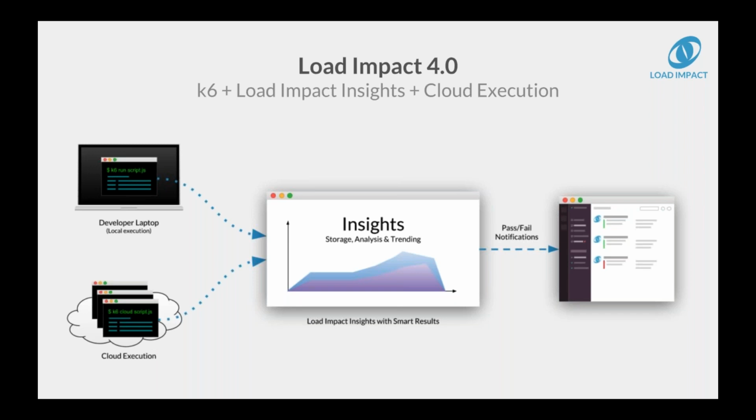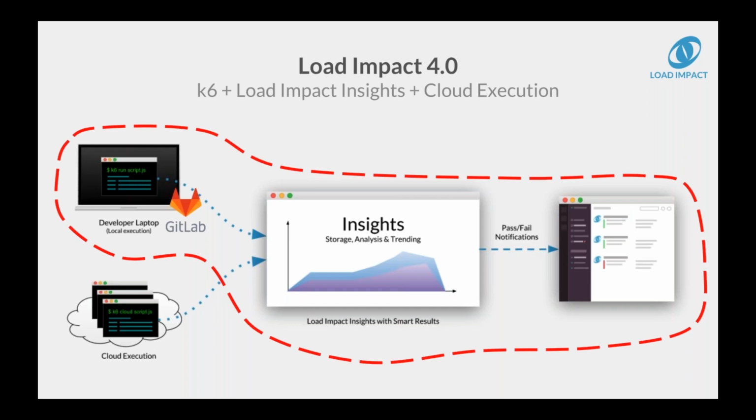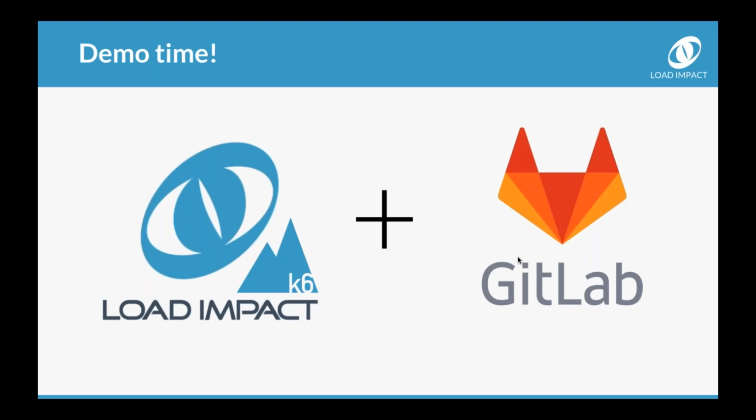execute it on our cloud infrastructure, and the results will be stored in Insights and available through the cloud service. And in this demo, we'll be using K6 in a local execution mode, but instead of running from my machine, it's going to run from the GitLab CI system. And we're going to send the results to Insights, and then we have hooked up Slack. So we're using the integration with Slack to get notifications. All right, let's get into the demo.